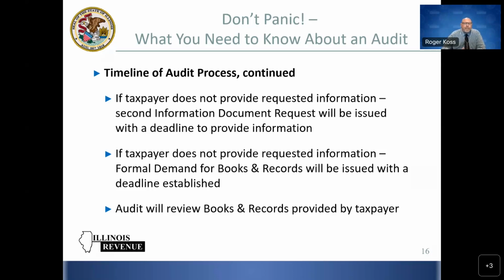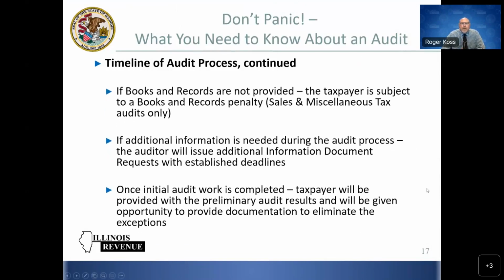Next slide, please. If the books and records are not provided, the taxpayer is subject to a books and records penalty. This books and records penalty is only available under the Sales and Miscellaneous Tax Act. It is not applicable to the income tax audits that are conducted by our auditors. If additional information is needed during the audit process, the auditor will issue an additional information document request with the established deadlines. So the information document request will occur at the beginning of the audit and also possibly during the course of the audit, based upon a need of information once the auditor gets into the middle of the audit process.